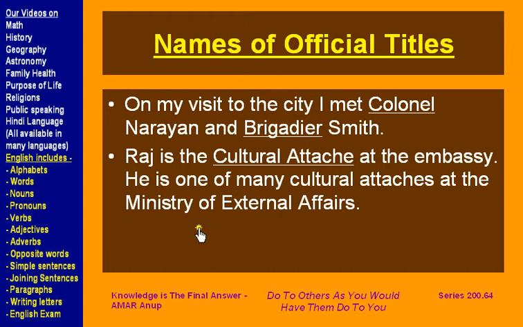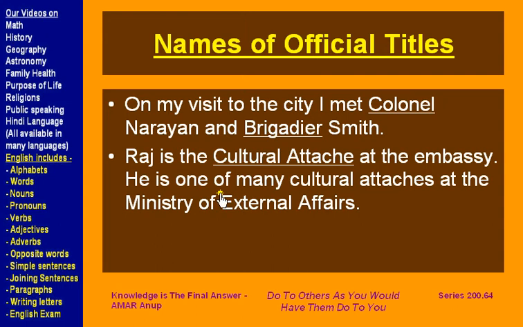Not only the official buildings and official departments are capitalized, even official titles are capitalized. So in this sentence, on my visit to the city, I met Colonel Narayan and Brigadier Smith. C in Colonel and B in Brigadier are capitalized because these are official titles. You can't call yourself a Brigadier or Colonel unless you have that official title.